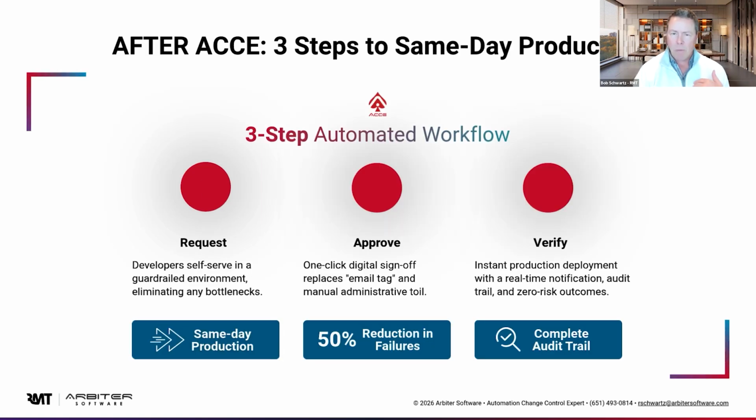So what happened? We implemented ACE, and here's what it looks like for them today. A three-step automated workflow. The developer logs in and initiates the request. We have our guardrailed environment. We eliminate any bottlenecks because they can quickly see what I need to put in the request form so that I make sure this gets through and there's no email tag back and forth. So I go fill it out. I then validate, and it says, hey, make sure you do these things. I do it. Then I submit it and off it goes with a one-click digital sign-off, again removing the email tag and the administrative toil.